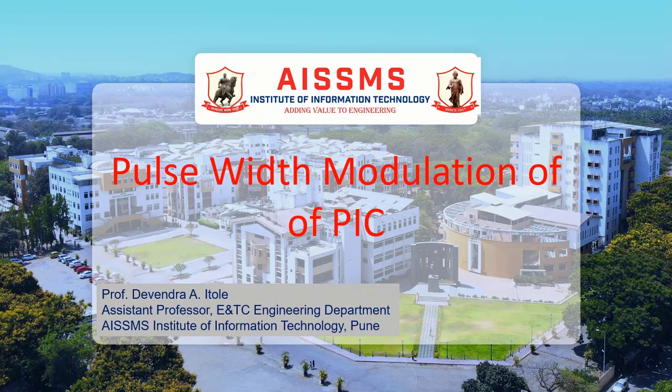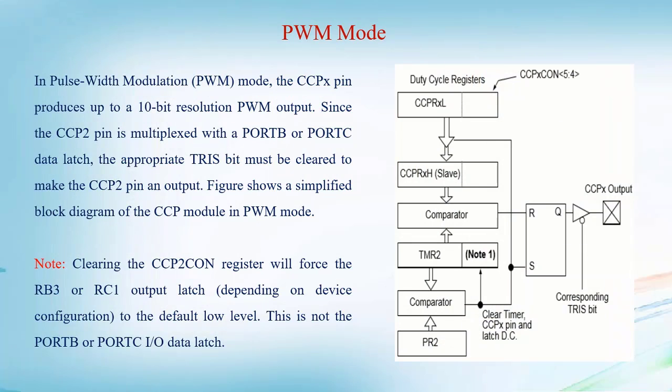Today's topic is pulse width modulation of PIC microcontroller. In pulse width modulation mode, the CCPx pin produces up to 10-bit resolution PWM output. Since the CCP2 pin is multiplexed with a PORTB or PORTC data latch, the appropriate TRIS bit must be cleared to make the CCP2 pin an output.